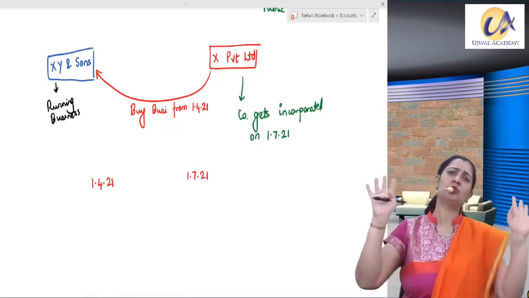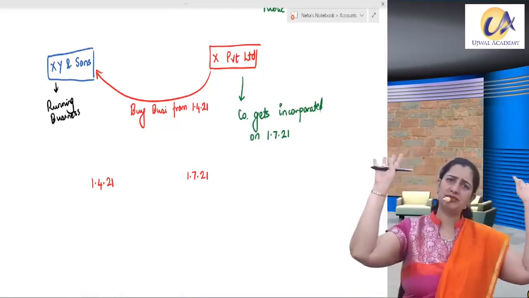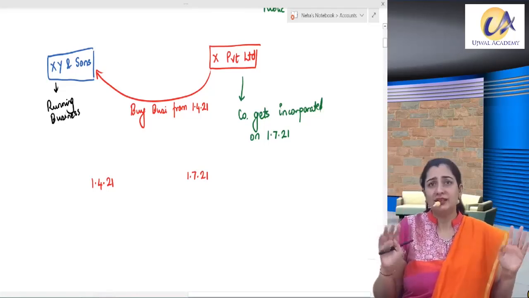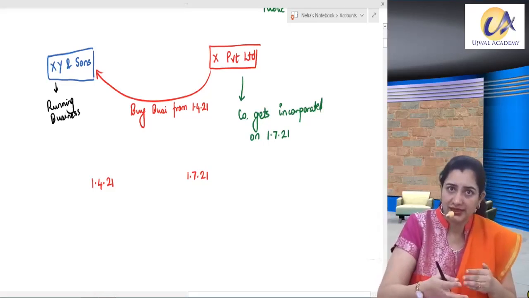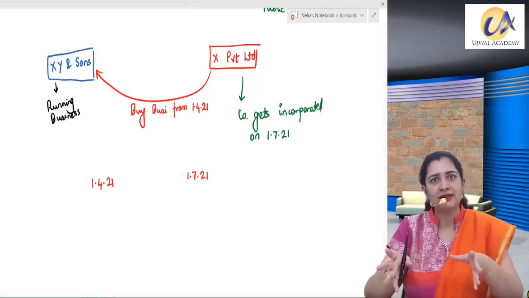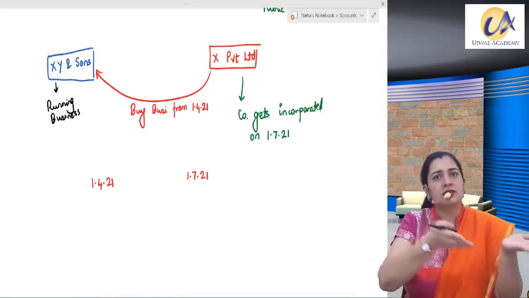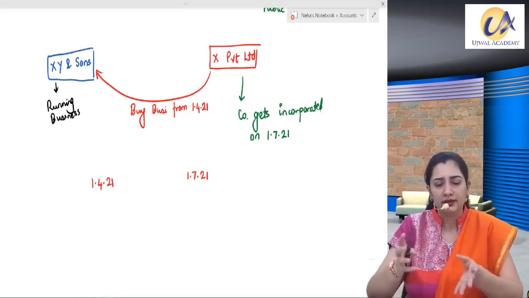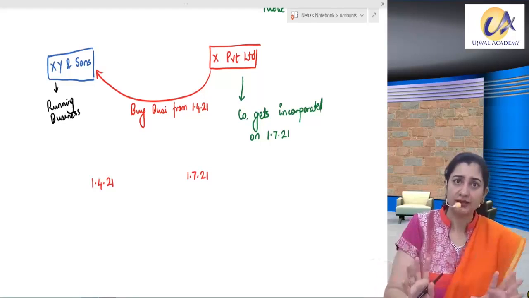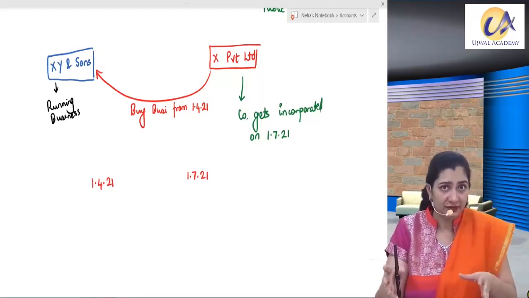क्या वो business हाथ ऊपर कर देंगे? I am not doing business. अब मैंने बेच दिया. नहीं. Business will still go on. ठीक है? हो सकता है X Private Limited में वही लोग हैं, XY and Sons ही वापस, they are only going to become directors, owners, है ना? तो business will be running.